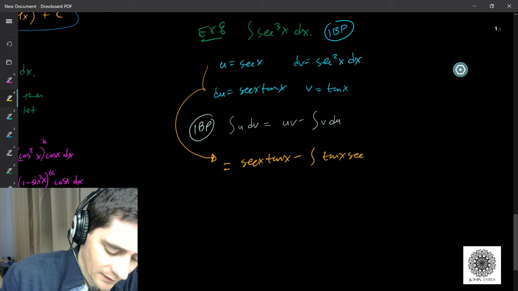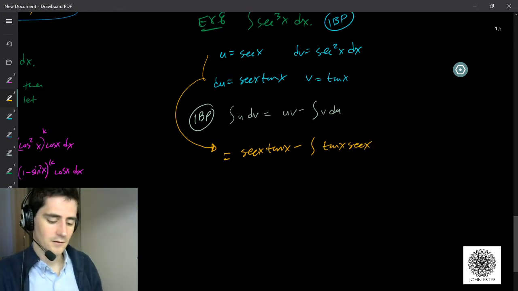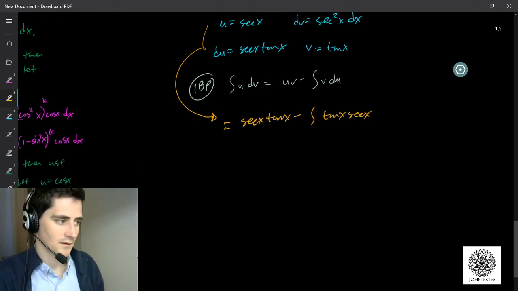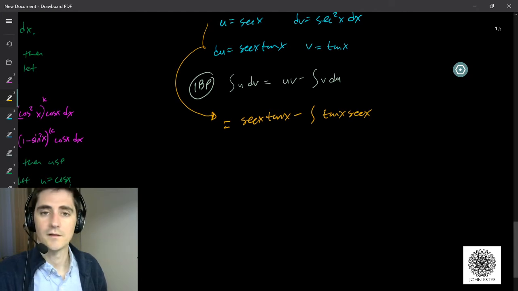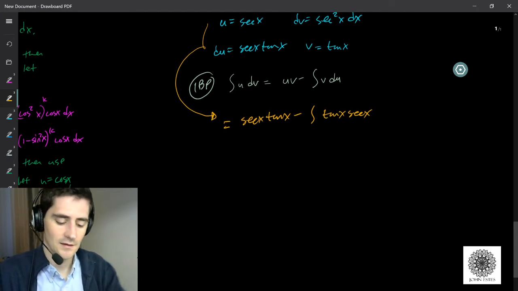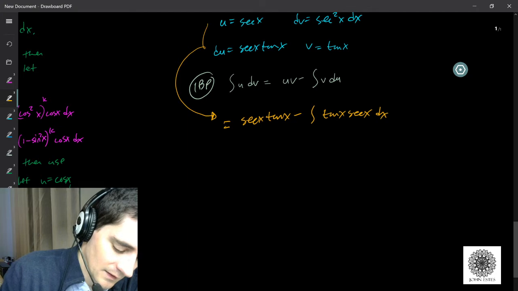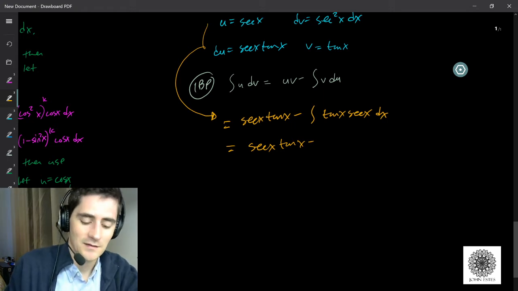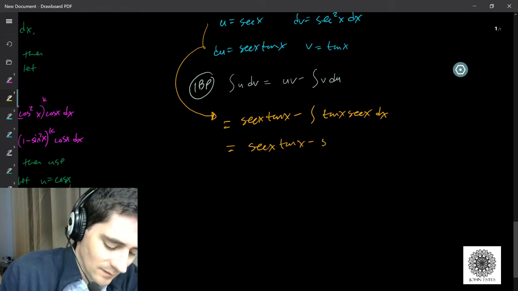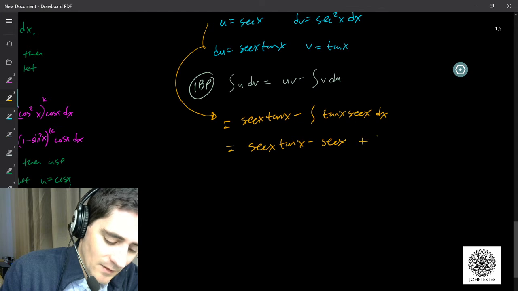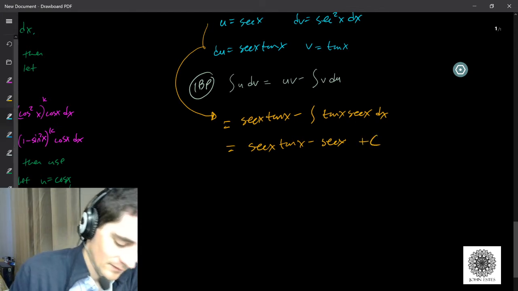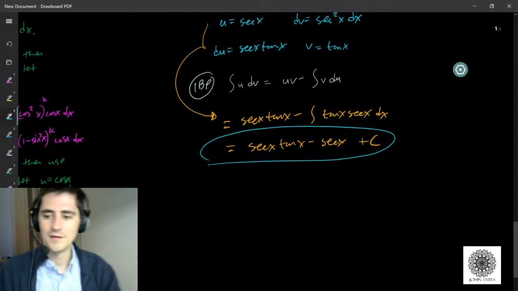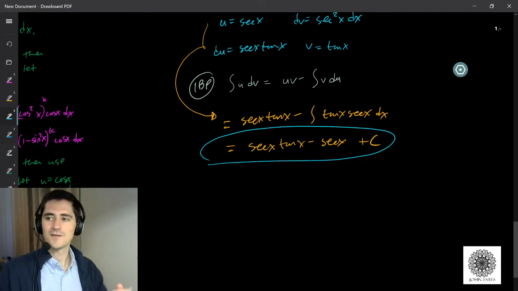which is secant x. Okay, the integral of tangent x secant x, well, that's secant x, right? The derivative of secant x is tan x secant x. Here we have dx, right? So here we end up with secant x tangent x minus the integral of tan secant, which is secant x, plus c. And there is my integral for secant cubed using integration by parts.